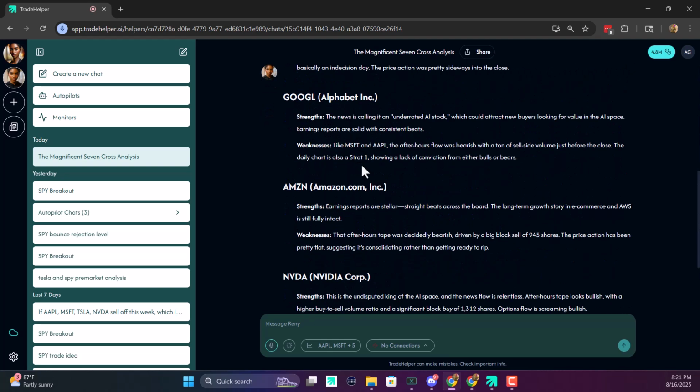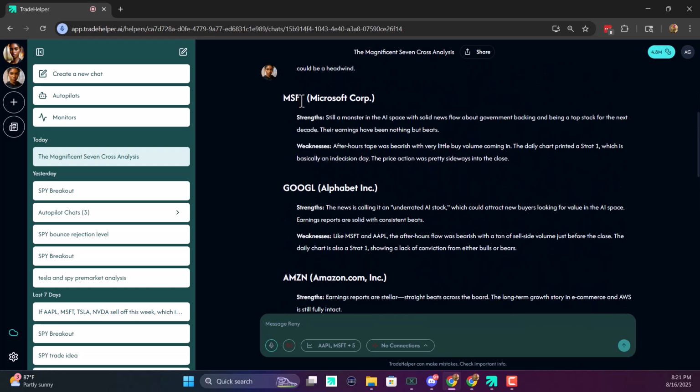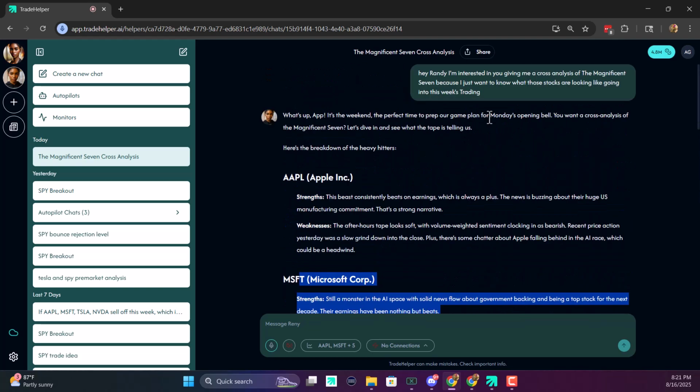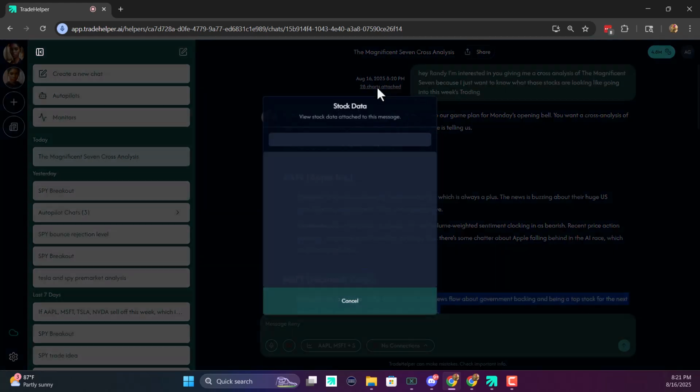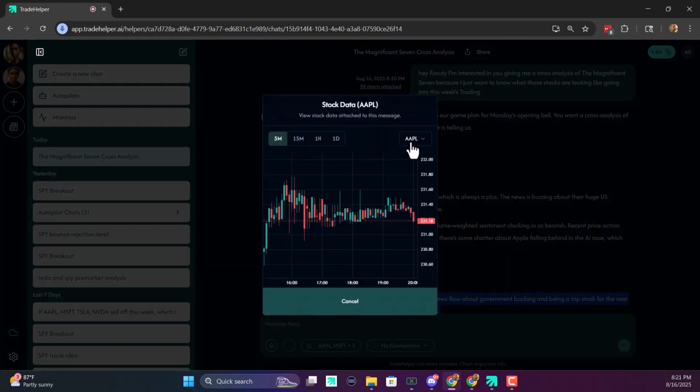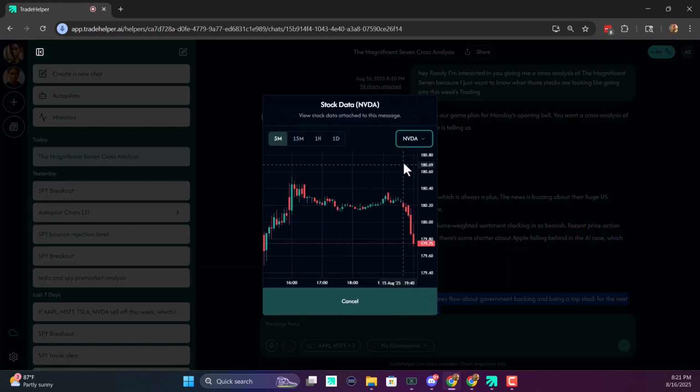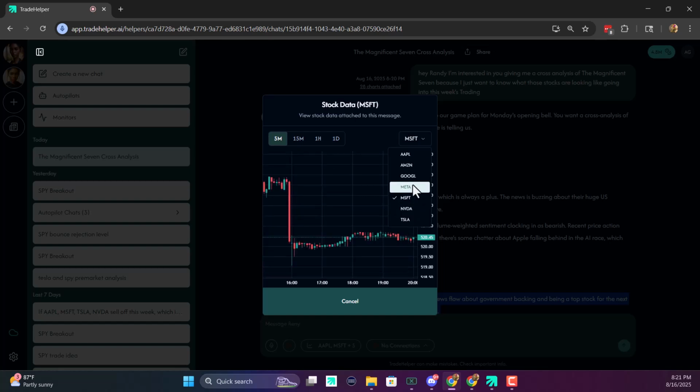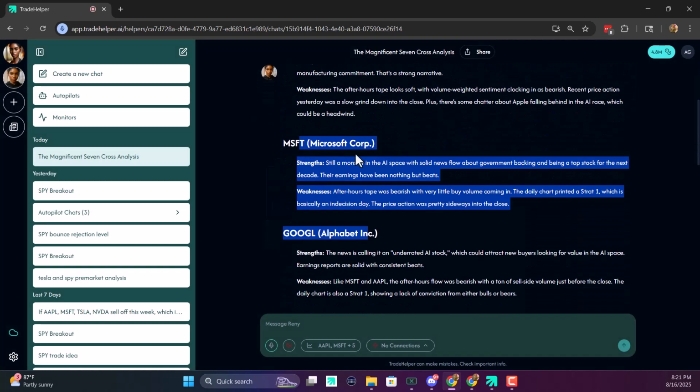Now it's the weekend, the perfect time to prep our game plan for Monday. I'm going to mute her, but you can see that she's going to look through every single one. She's loaded up every single chart. As you see here, we have 28 charts loaded up, right? So you can literally go through them. NVIDIA, Microsoft, we loaded every single one, and she analyzed every single one of those.